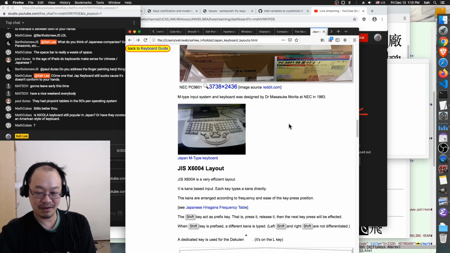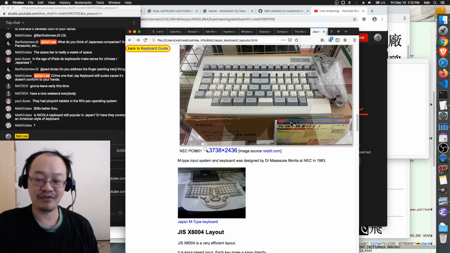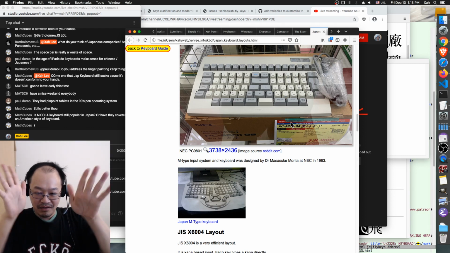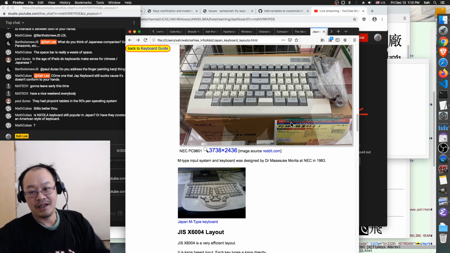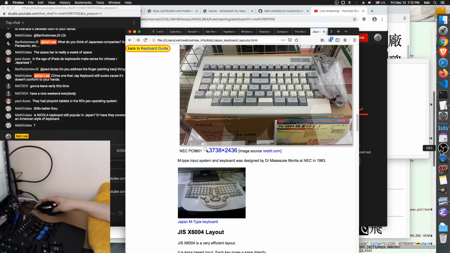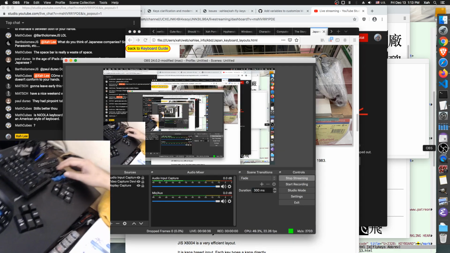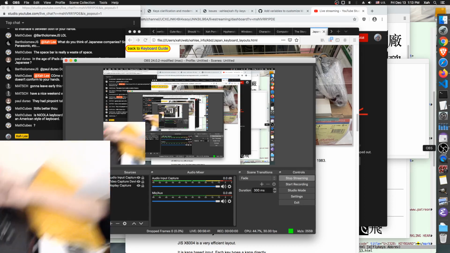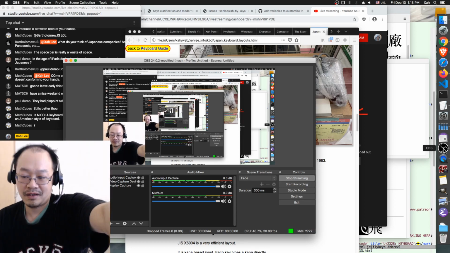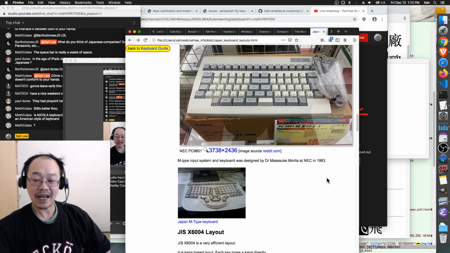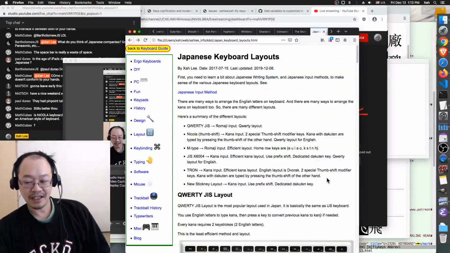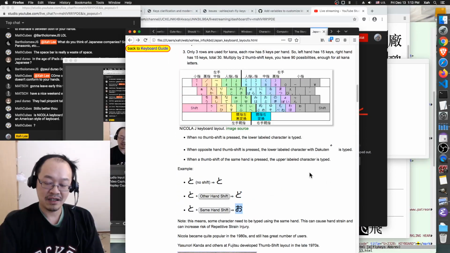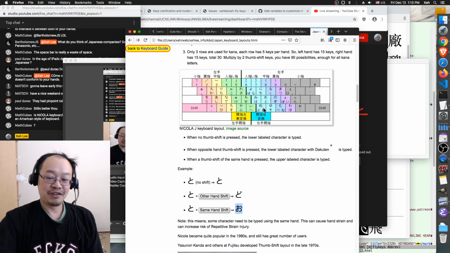So if you are thinking the keyboard is not split, not tented, or not ball shaped like the one I'm using, the Kinesis Advantage 2, that's a different thing. And remember, this was 1979, when the Japanese created this thumb shift. In the USA you didn't have that yet.